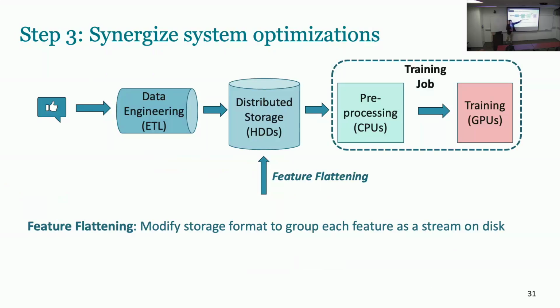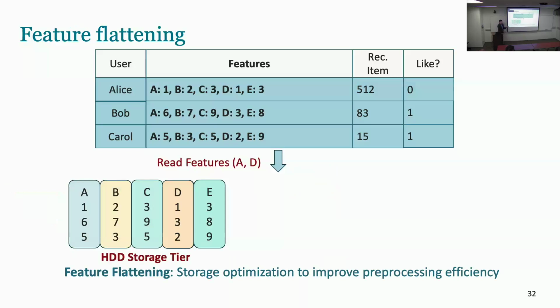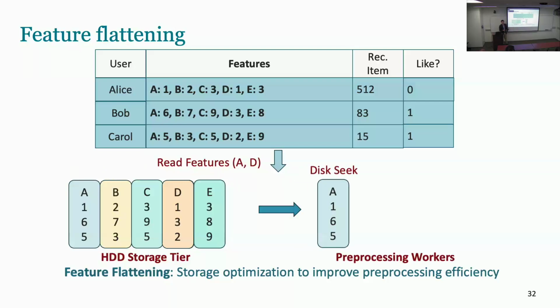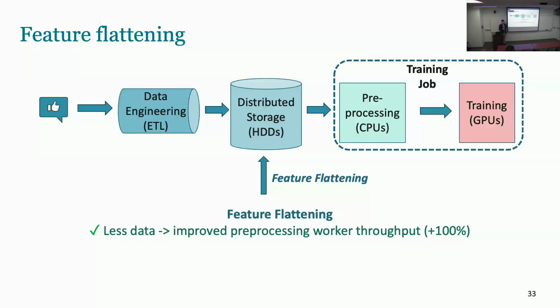And let's apply that here in the storage layer. Specifically, within these files, we'll add a bit of extra metadata and rearrange how these features are stored so that all the values for a given feature, for example, A, are stored contiguously on disk. We're not interleaving all of the values anymore. And what this allows us to do is that now, when these pre-processing workers want to read specific features, they're able to do so with individual precise read operations or seeks to exactly the data that they want. So this is great because we read less data. We don't overread data anymore. And that allows us to improve the pre-processing worker throughput.